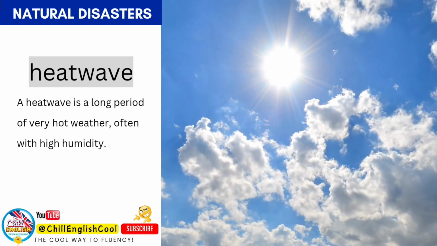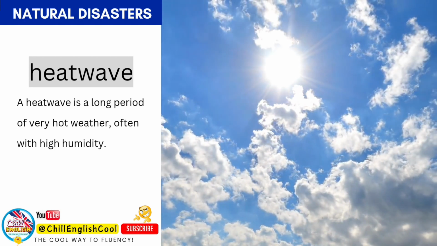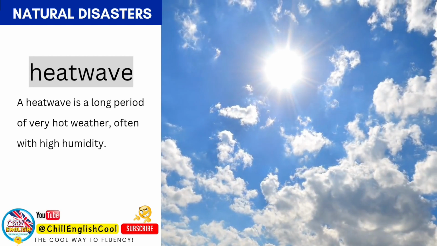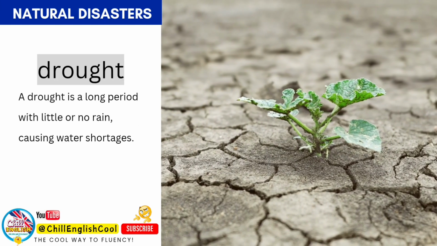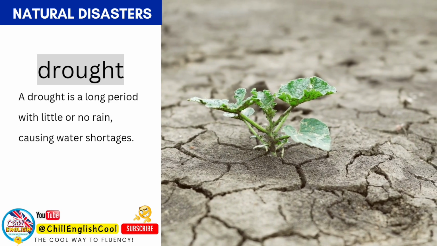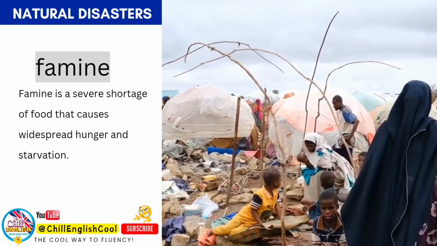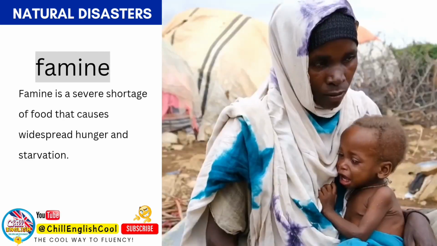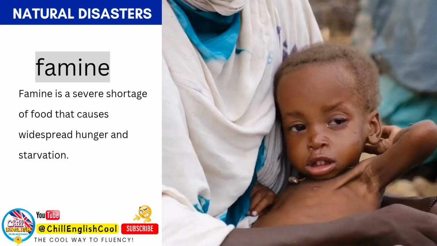Heatwave. A heatwave is a long period of very hot weather, often with high humidity. Drought. A drought is a long period with little or no rain, causing water shortages. Famine. Famine is a severe shortage of food that causes widespread hunger and starvation.